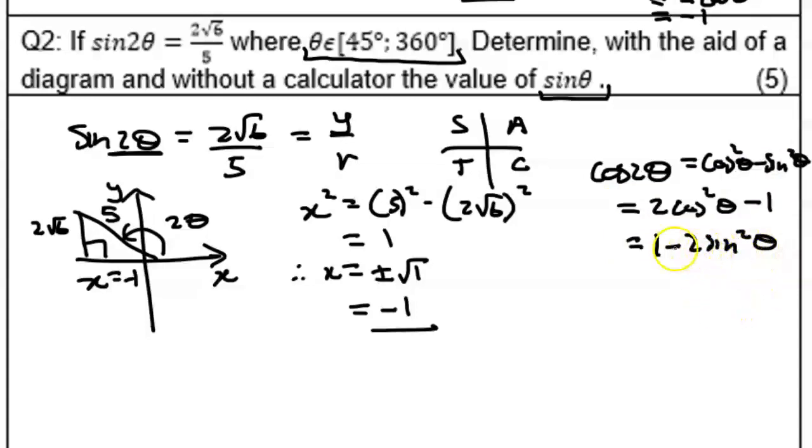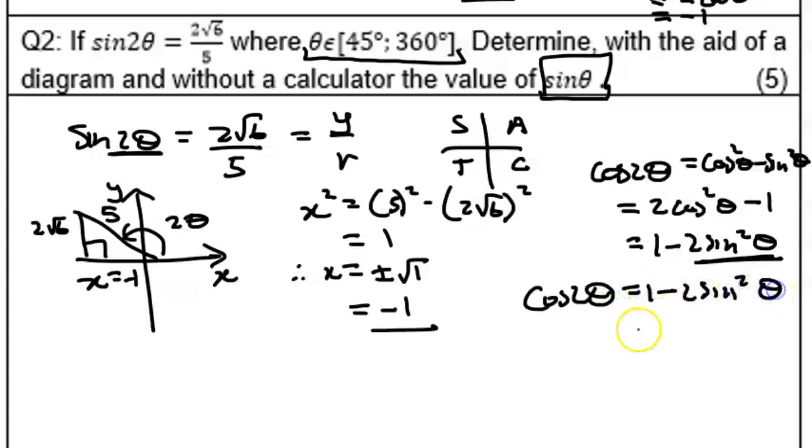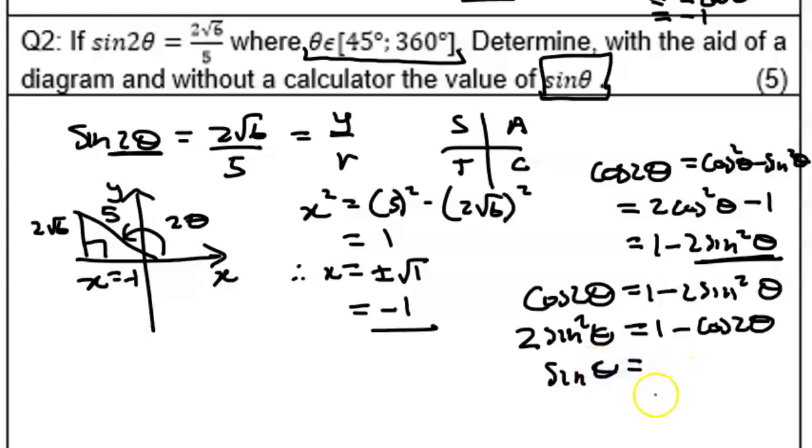Now I will choose 1 minus 2 sine squared theta. The reason is that they want me to find sine theta. So I'll write down cos 2 theta equals 1 minus 2 sine squared theta. And now I'm going to make sine theta the subject of my equation. So that will be 2 sine squared theta equals 1 minus cos 2 theta. Sine of theta is going to equal the square root of 1 minus cos 2 theta all over 2. Basically all I've done here is make sine theta the subject of my equation.